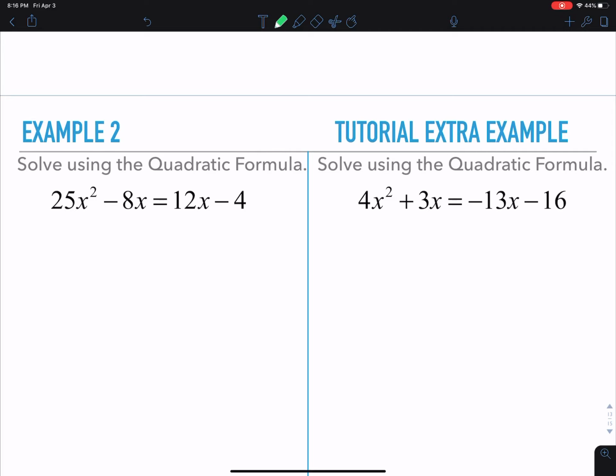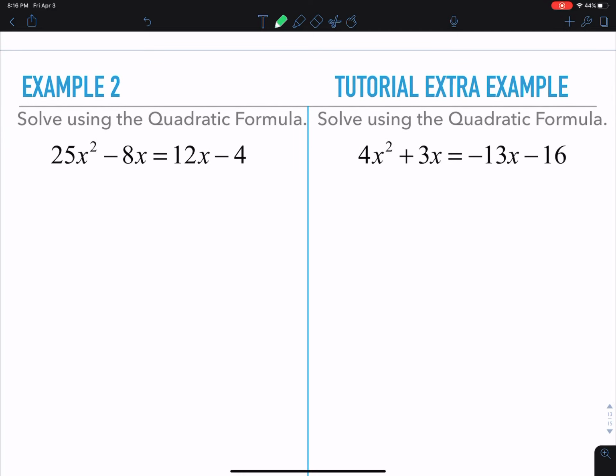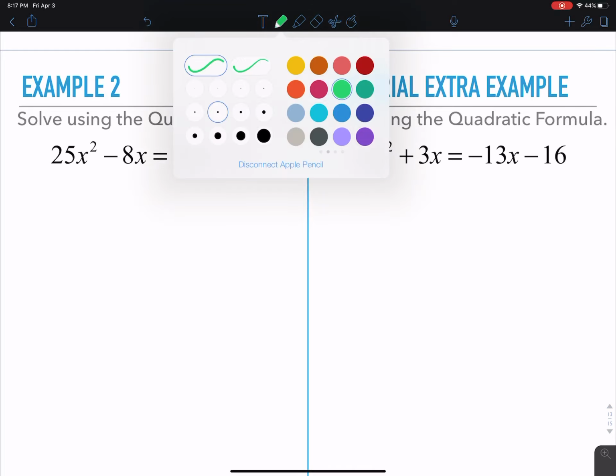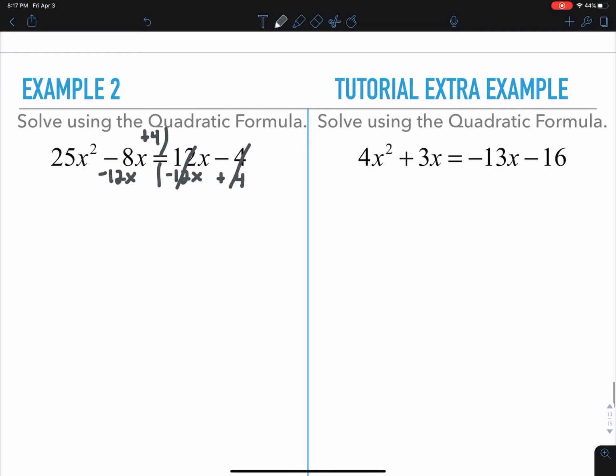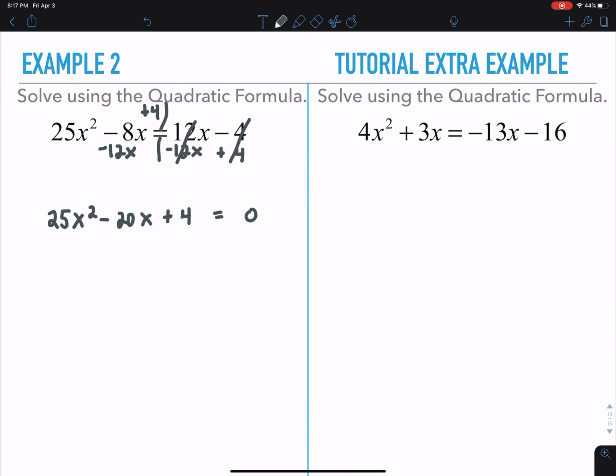Okay, so looking at these next examples, we need to clean it up a little bit before we plug it into the quadratic formula. So we can subtract 12x from both sides first, and we can also add 4 to both sides in order to set this equation equal to 0. So we would have 25x squared minus 20x plus 4 equals 0.